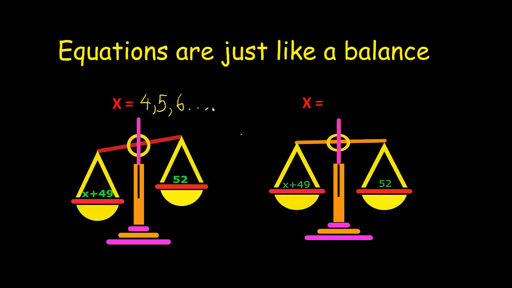Now on this one, we have x plus 49 and 52, but this time they're both equal. That means x still has a value, but it's a different value. So when we add this time x's value to 49, it will still be 52. That's why they're both equal. So let's say x is 3. Let's test it. 3 plus 49 is equal to 52. It's the same. They're both balanced and they're both equal.